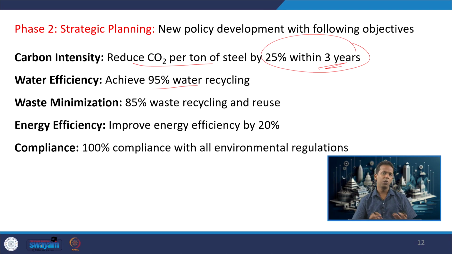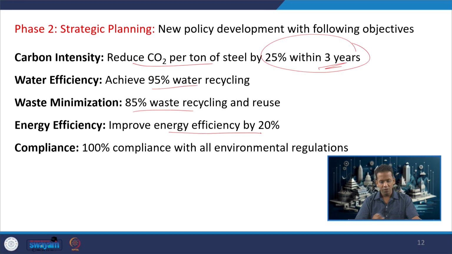Whenever you use water for cooling, it is not getting polluted or contaminated. The only thing is its temperature gets a little higher. So, if you cool it, there is a potential of reusing that water for some other purposes when it comes down to room temperature. Then 85% waste recycling and reuse. Like I said, most of the waste is inorganic ash, based minerals, metals, which can be easily recycled or reused.